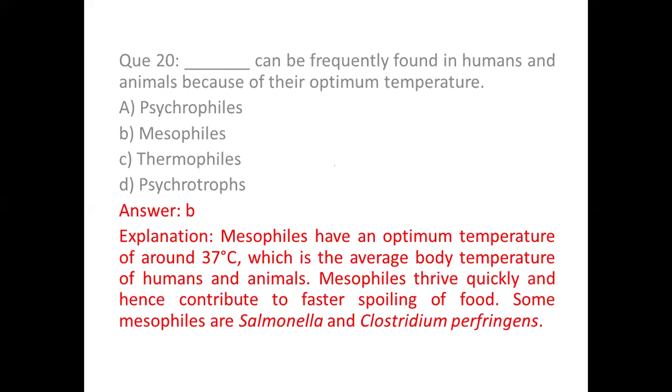As I told you earlier in an earlier question also, mesophiles have an optimum temperature of around 37 degrees Celsius, which is our normal body temperature, the average body temperature of humans and animals. Mesophiles thrive quickly and hence contribute to faster spoilage of food. Some mesophiles are, for example, Salmonella and Clostridium perfringens.